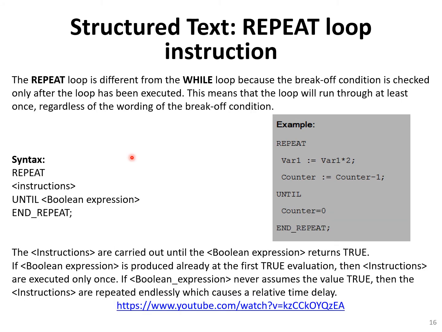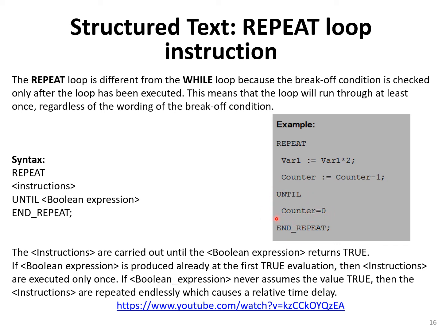The repeat loop is different from the while loop because the break-off condition is checked only after the loop has been executed. This means that the loop will run through at least once regardless of the wording of the break-off condition. Syntax: repeat instruction until Boolean expression end repeat. We have slightly different syntax. First, you see that the condition is at the end, so we'll go through the loop at least once.